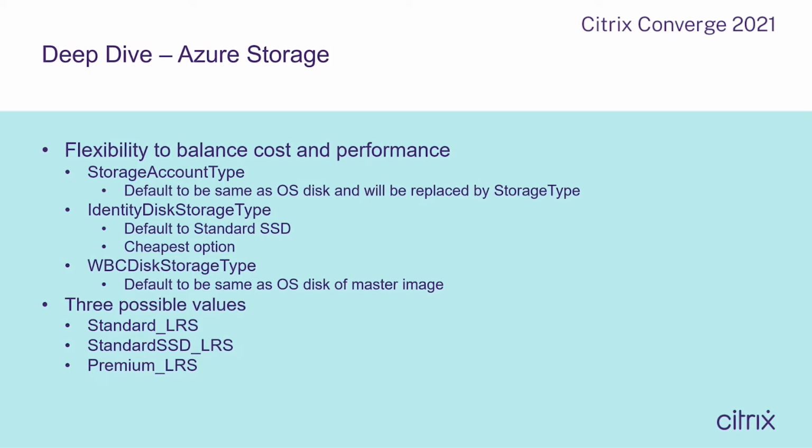Roughly, they are double at each tier. Standard SSD is double the standard HDD, and premium is double the standard SSD. Keep in mind that they also have different starting sizes from a billing standpoint, so they're not starting from the same size. For example, you can find that information on the Azure website.